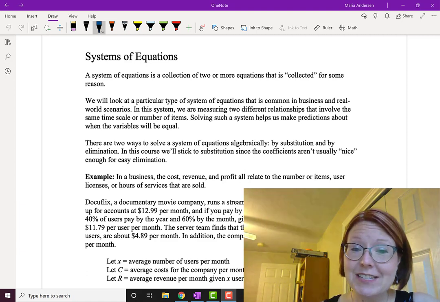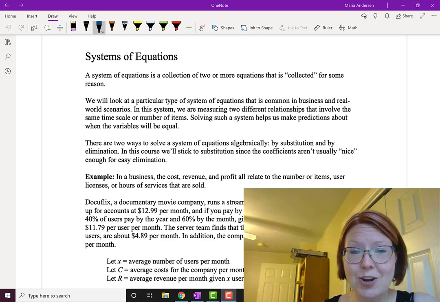There are actually two ways to solve a system of equations algebraically. One is called substitution and one is called elimination. In this course, we're going to stick to substitution.